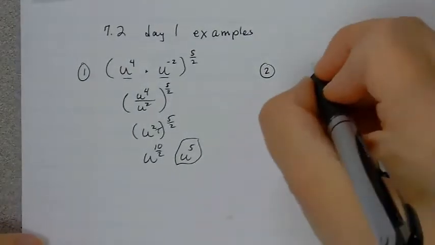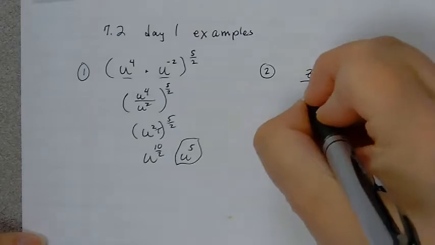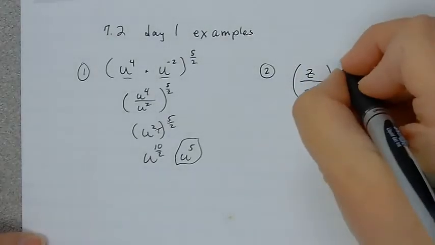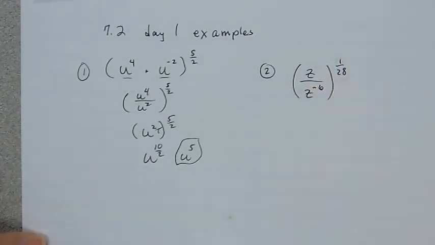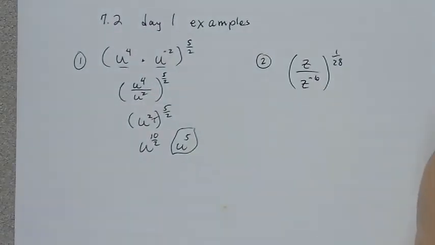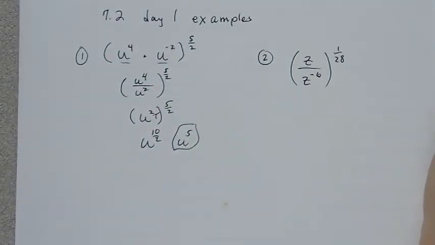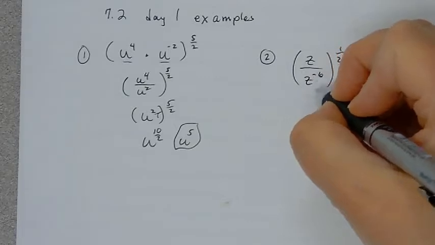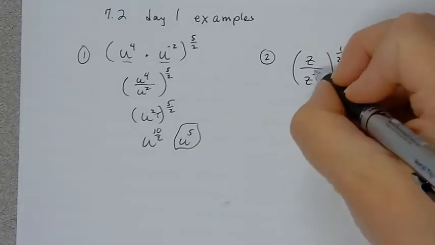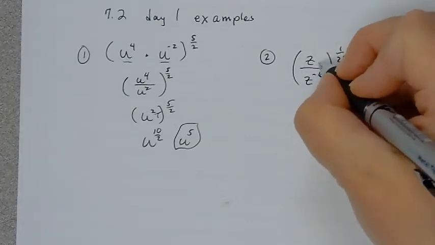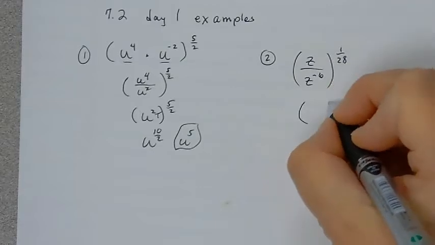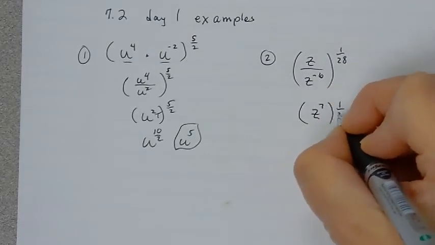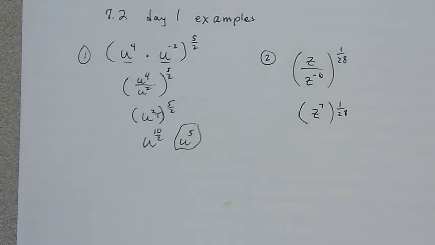Z over z to the negative 6, all to the 1 over 28th power. So again, I would probably choose to work this one by simplifying inside the parenthesis first. You don't have to, but I would say, since this is a negative exponent in the denominator, I'm going to move it to the numerator and add it to the one that's already there. So now I would have z to the 7th power to the 1 over 28th power.